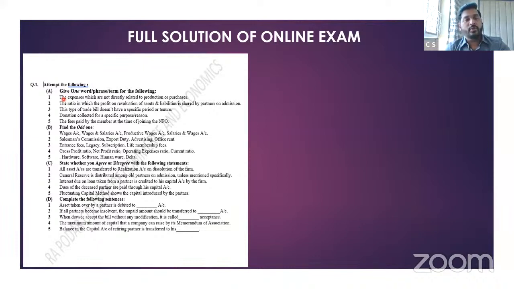So you need not write the question, the statements here, and directly write the answers. Find odd one, same thing, and state whether agree or disagree. Here I would say it is better to write the statements and then write true or false. The reason is it makes the task of the examiner easy. They are subject experts, they know which statement is true or false.